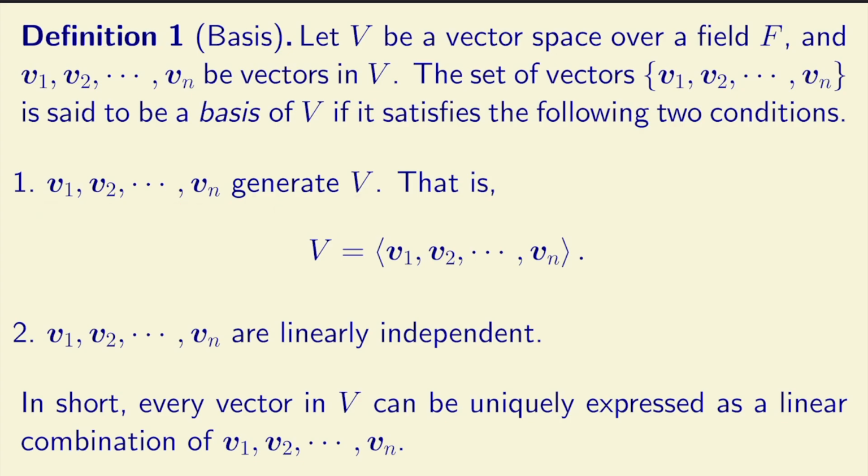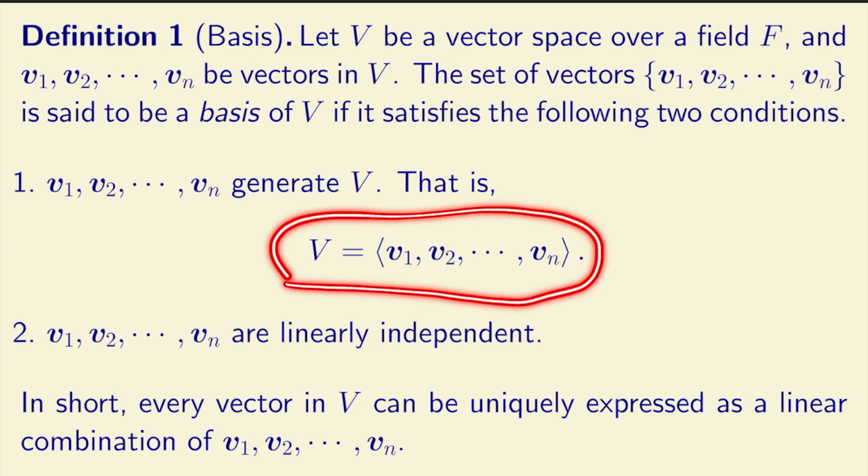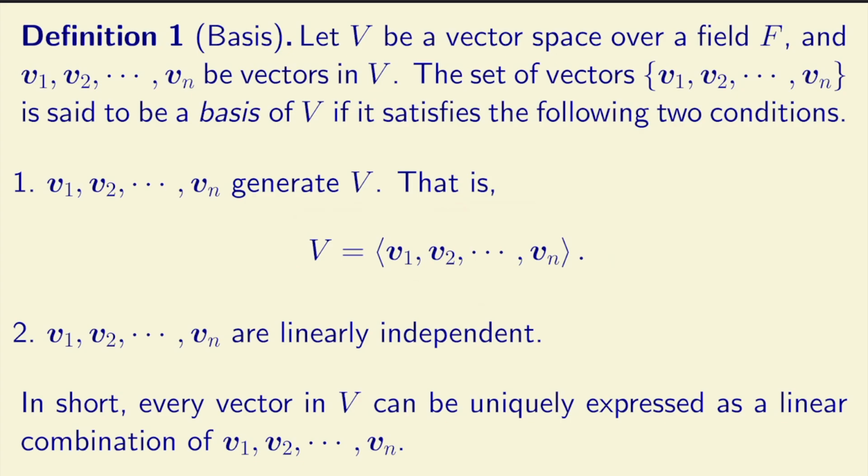This means V is spanned by these vectors. So any vector in V can be written as a linear combination of these basis vectors. Precisely. And the second condition? The second is that v1, v2, ..., vn are linearly independent. This means no vector in the set can be expressed as a linear combination of the others.